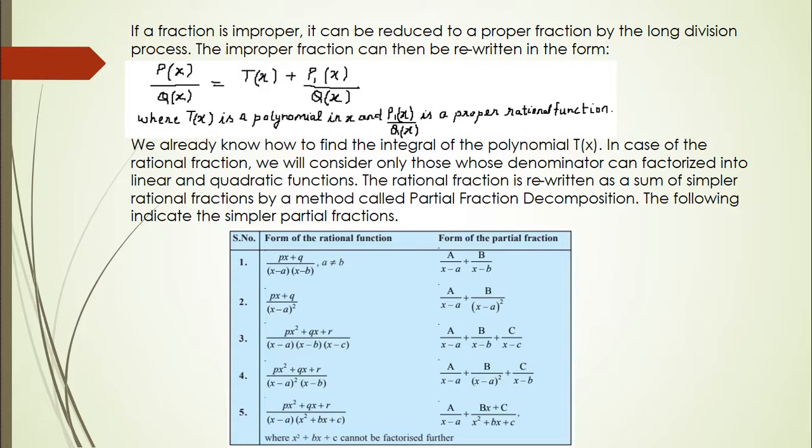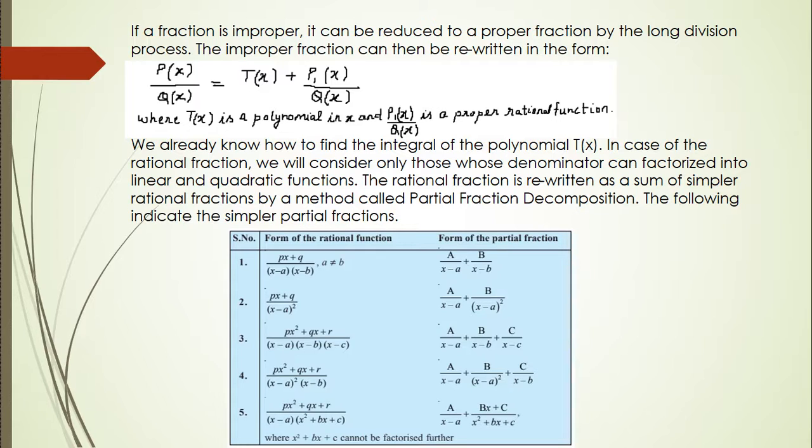In case of the rational fraction, we will consider only those whose denominator can be factorized into linear and quadratic functions. The rational fraction is rewritten as a sum of simpler rational fractions by a method called partial fraction decomposition. The following indicate the simpler partial fractions.